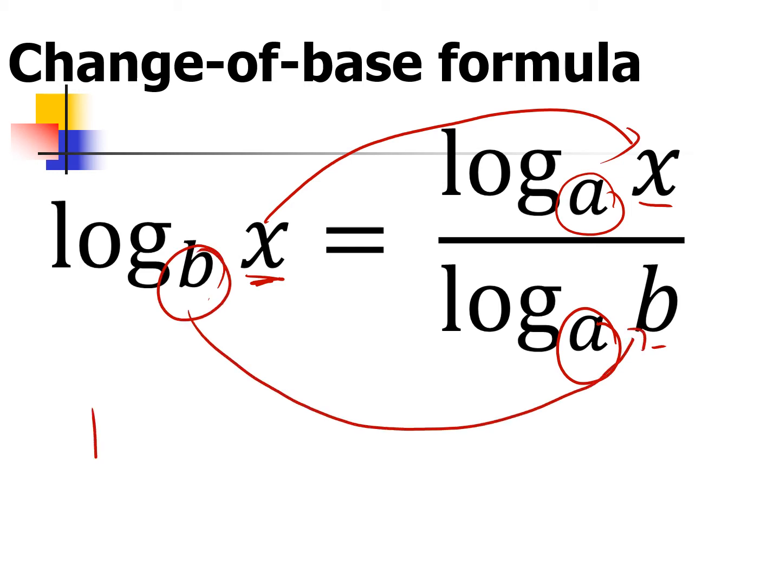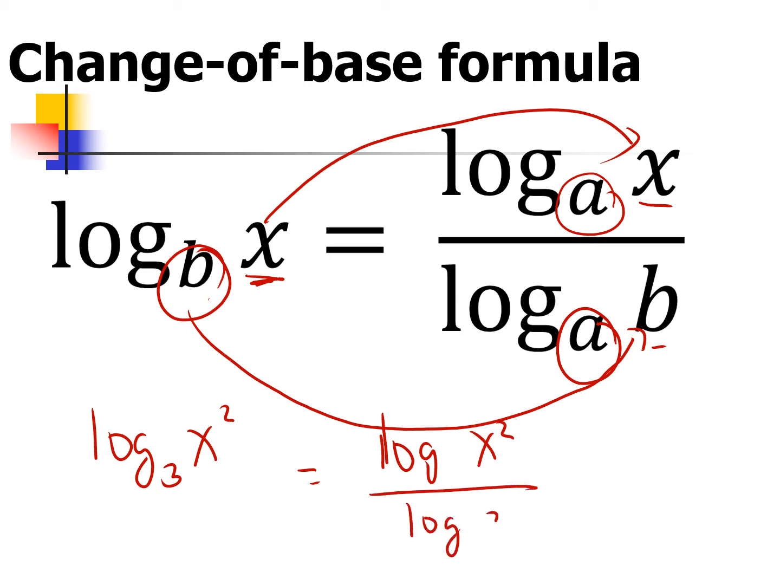At yung b or base mo ay mapupunta po dito. For instance, meron po akong logarithm of x squared to the base 3. Pwede ko siyang isulat as logarithm of x squared over logarithm of 3. Kung ganito po yung given ko, automatic ang base ko po ay 10. Ang tawag po dyan ay common logarithm.